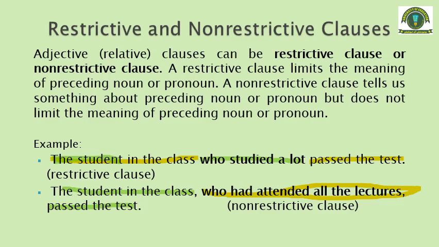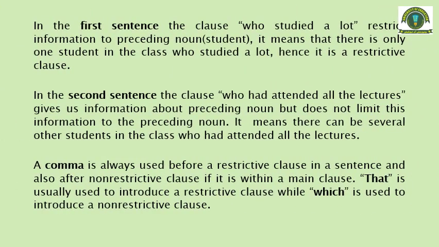It means this sentence is not restricting the noun. It is not restricting the number of students. There can be one student, there can be two students, there can be three students. It depends upon the number of students that have attended the lectures. It can be confusing right now, but I'm going to clear the whole confusion in the next slide and we'll talk about the examples.